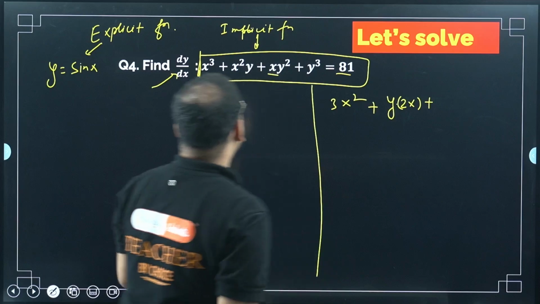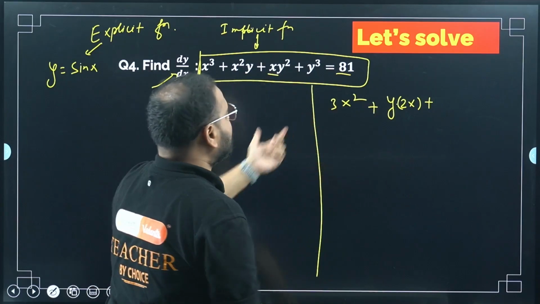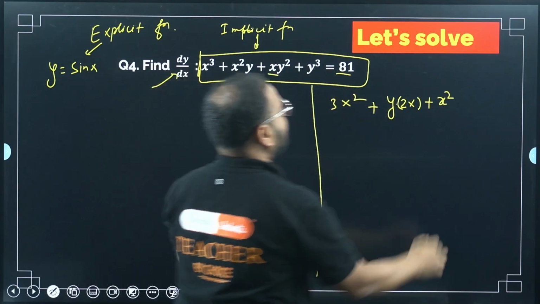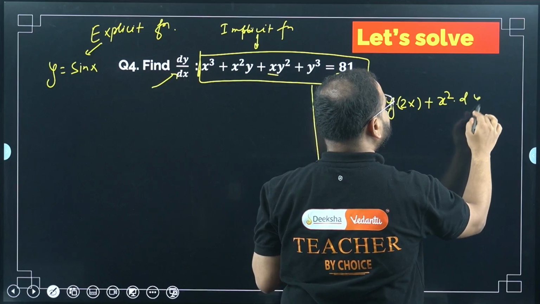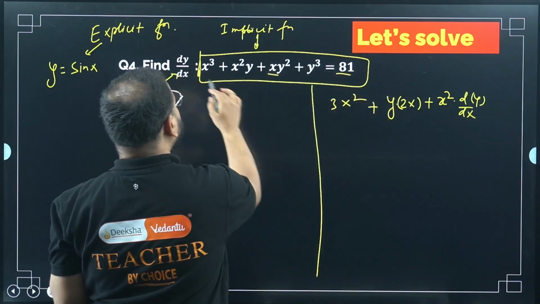What is the next step? I kept y as it is and did for x square. I have to keep x as it is, and do for y now. So that will be simply this dy by dx. This step is done. So these two terms are over, sir.